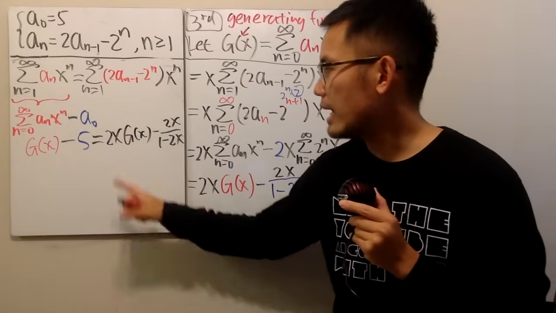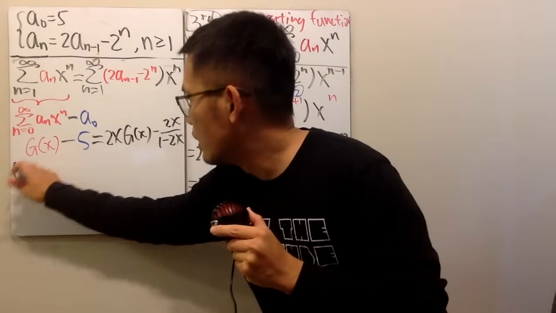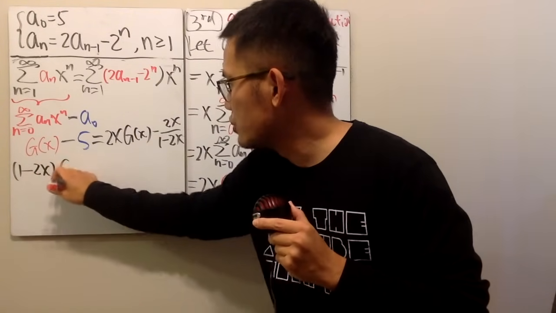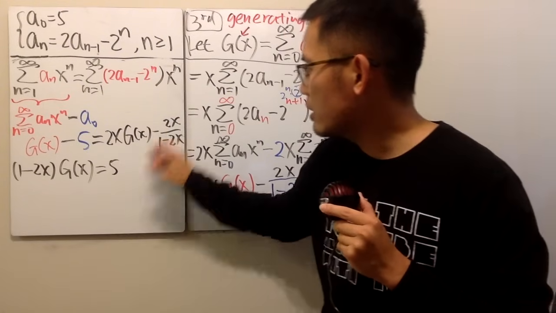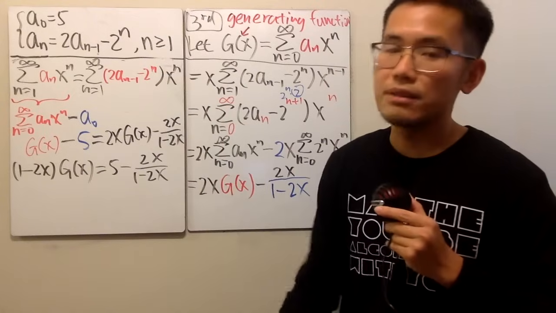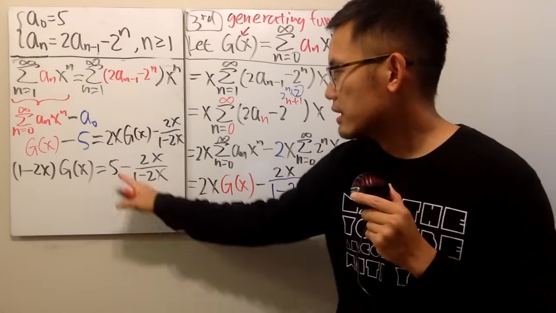So now let's go ahead and do that. Bring this to the other side and factor out g of x. Let me just write it as 1, and that becomes minus 2x, and then we have the g of x right here. And then I'll have the 5 right here, minus 2x over 1 minus 2x, like that, right? Then, of course, we can combine the fractions.